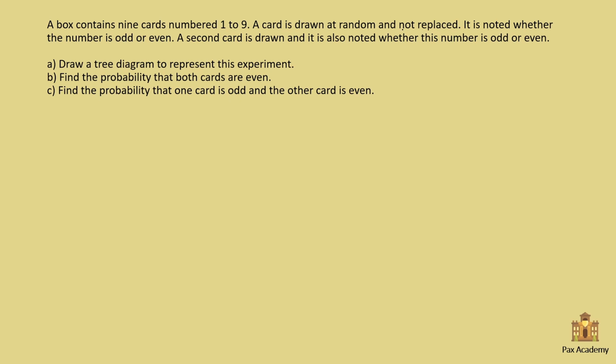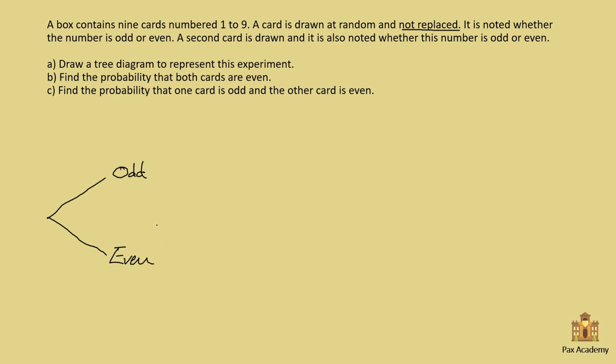So as you can see, the key words here are going to be this, not replaced, okay? Because this is going to change our probabilities. So let's start drawing the tree diagram. So we start with 2 possibilities. Now, as the exercise says, we note whether the number is odd or even. So those are going to be our 2 possibilities. The card we draw is either going to be odd or it's going to be even.